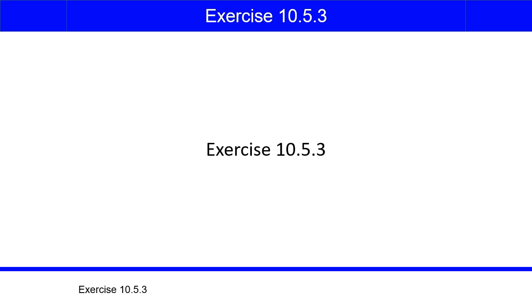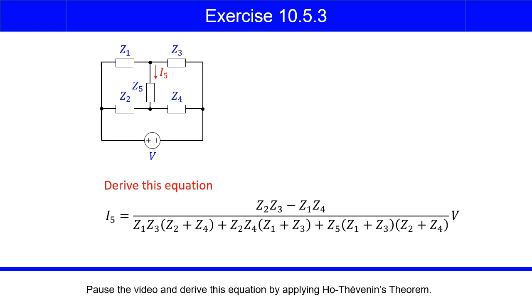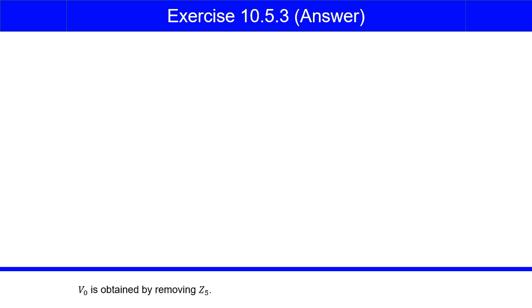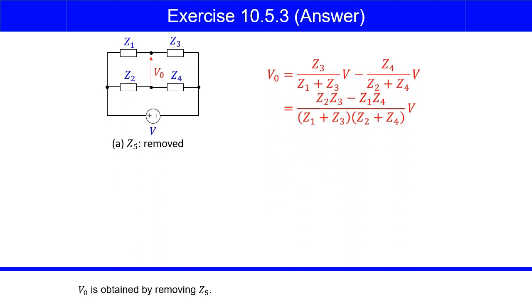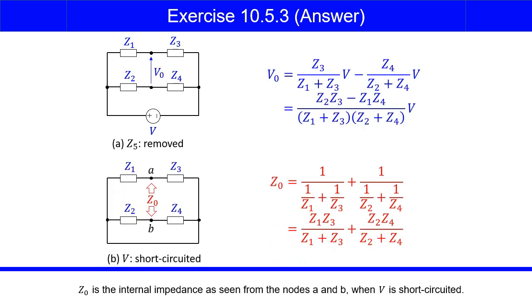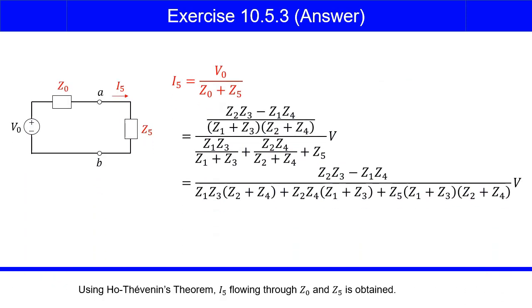Exercise 10.5.3. Pause the video, and derive this equation by applying Ho-Thevenin's theorem. The answer to exercise 10.5.3. V0 is obtained by removing Z5. Z0 is the internal impedance as seen from the nodes A and B, when the source voltage V is short-circuited. Using Ho-Thevenin's theorem, I5 flowing through Z0 and Z5, is obtained.